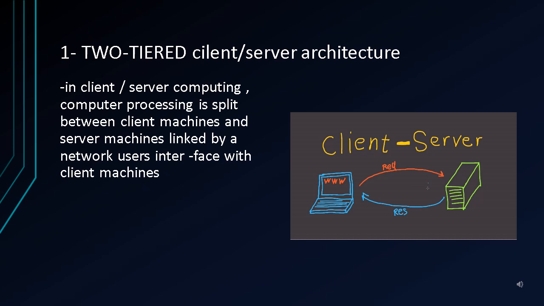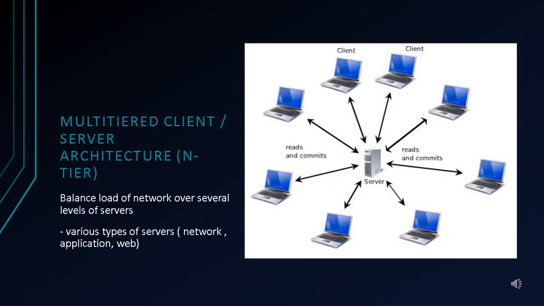The first type, two-tiered client-server architecture. In client-server computing, computer processing is split between client machines and server machines, linked by a network. The user interfaces with client machines. Multi-tiered client-server architecture: the entire network load is balanced over several server levels of service, with various types of servers, network, application, web.